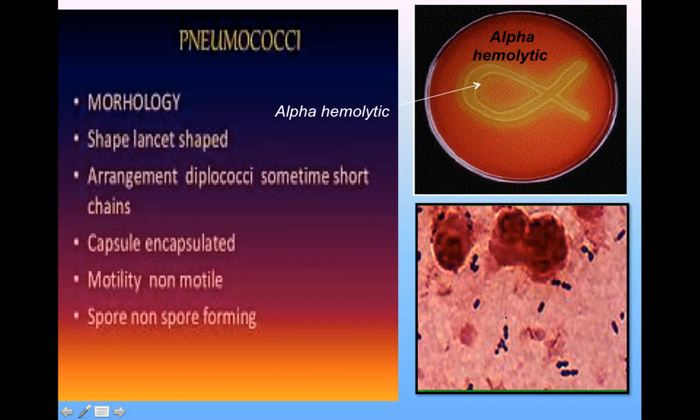They are arranged as diplococci. You can see these diplococci on the slide, or they can be in short chains. You can even make out the capsule around them, which is an unstained area around these organisms, and they are non-motile and non-sporing.